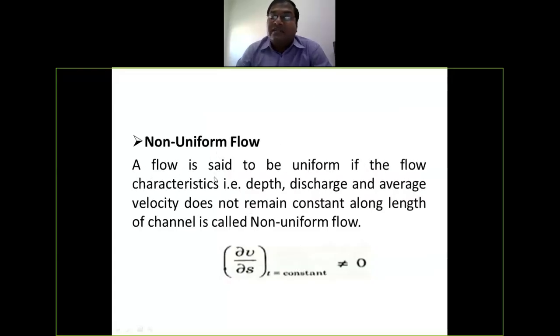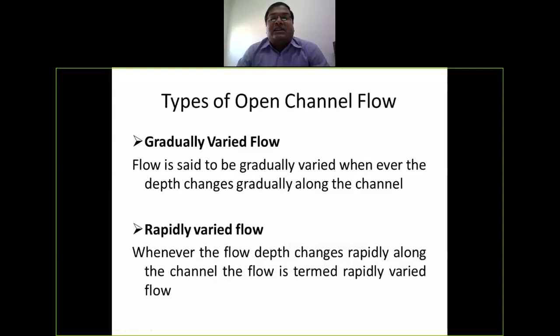So we have discussed steady flow, unsteady flow, uniform flow, non-uniform flow. The next one is gradually varied flow. A flow is said to be gradually varied whenever the depth changes gradually along the channel. So it changes gradually, not a sudden drop. Now, rapidly varied flow: whenever the flow depth changes rapidly along the channel, the flow is termed rapidly varied. An abrupt change in the depth is called rapidly varied flow.